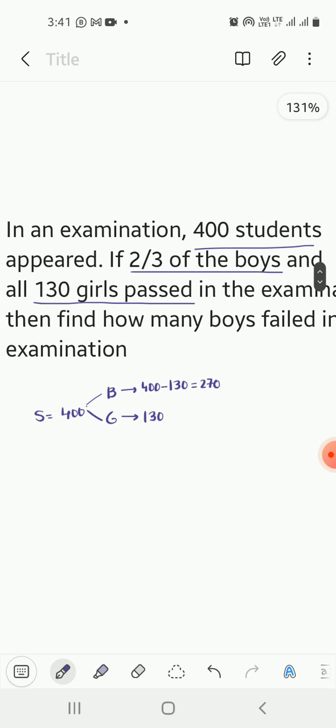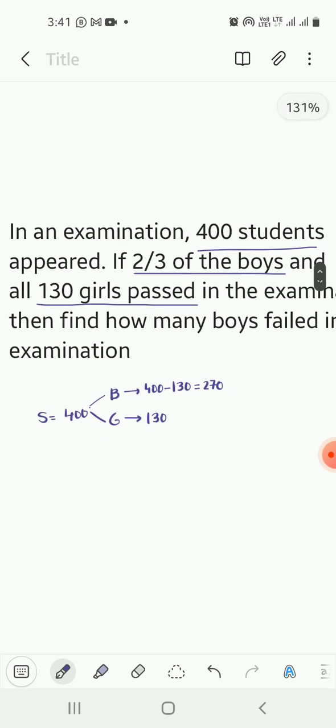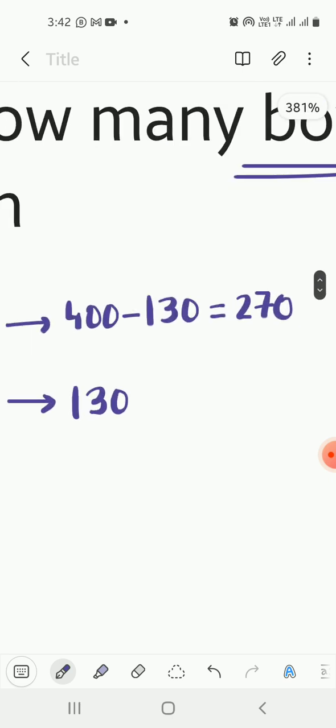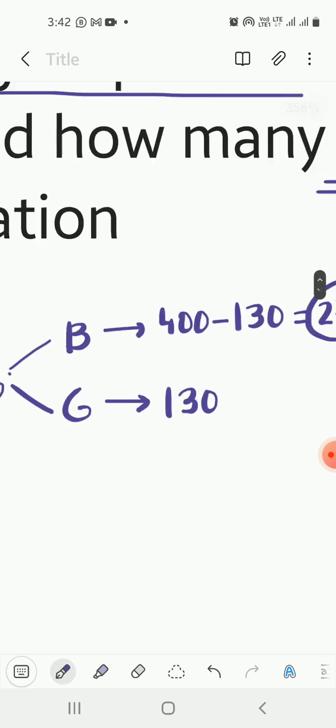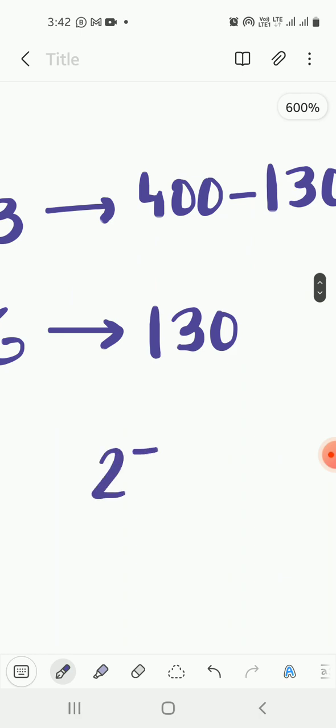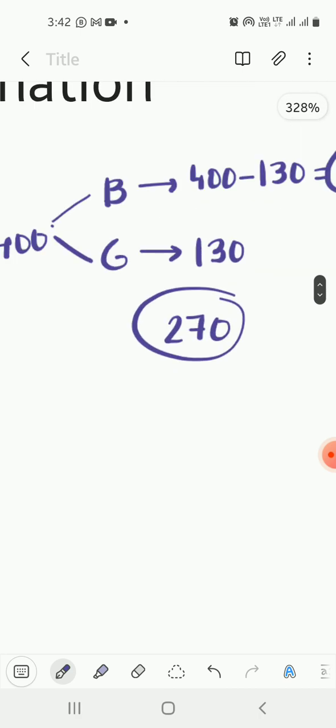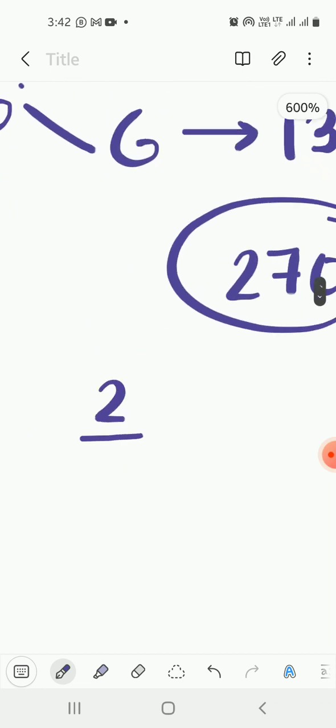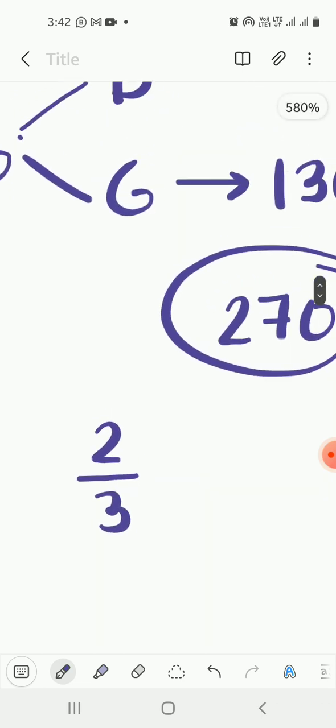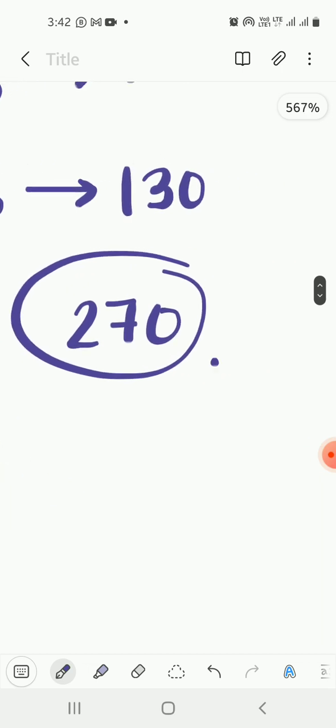Now it is said in the question, 2 by 3 of the boys and all 130 girls have passed in the examination. Find how many boys failed. So I need to find out how many boys failed, not how many boys have passed. So this is the total number of boys, 270, out of which 2 by 3 have passed. So how many have failed? How can we find that?